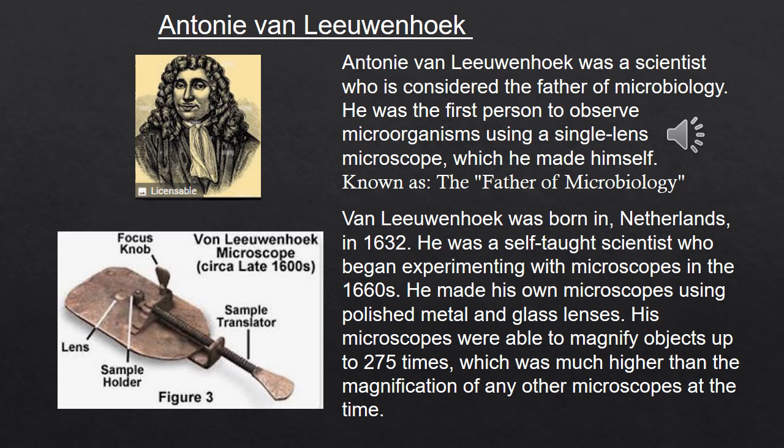Van Leeuwenhoek was born in Netherlands in 1632. He was a self-taught scientist who began experimenting with microscopes in the 1660s. He made his own microscopes using polished metal and glass lenses. His microscopes were able to magnify objects up to 275 times, which was much higher than the magnification of any other microscopes at the time.